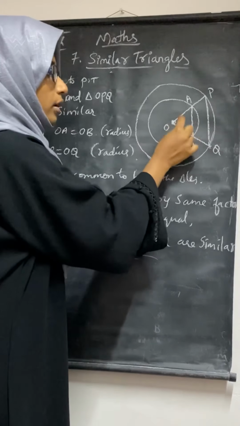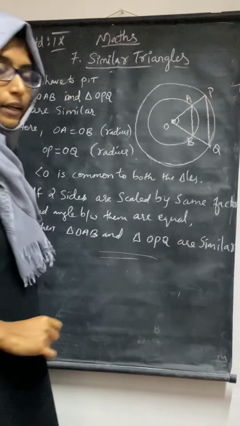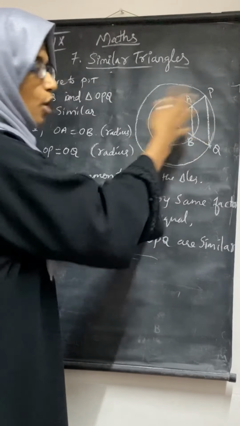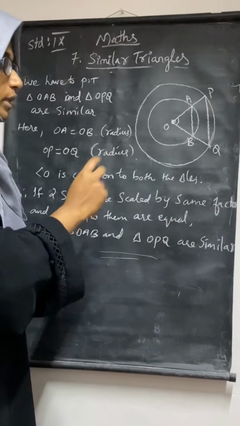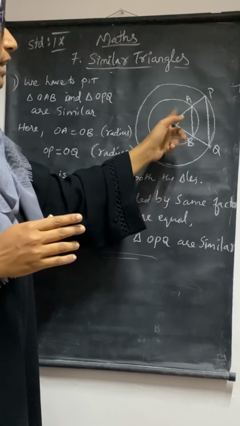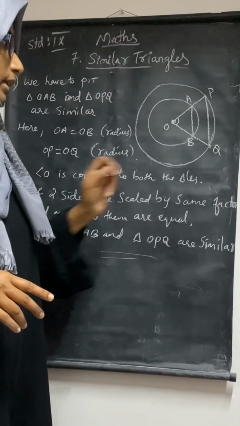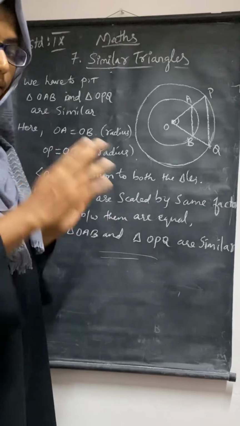Angle O you can see for the first triangle, and the same angle O you can see for the large triangle also. So that means angle O is common to both the triangles. So what you can say here, it is the third condition.